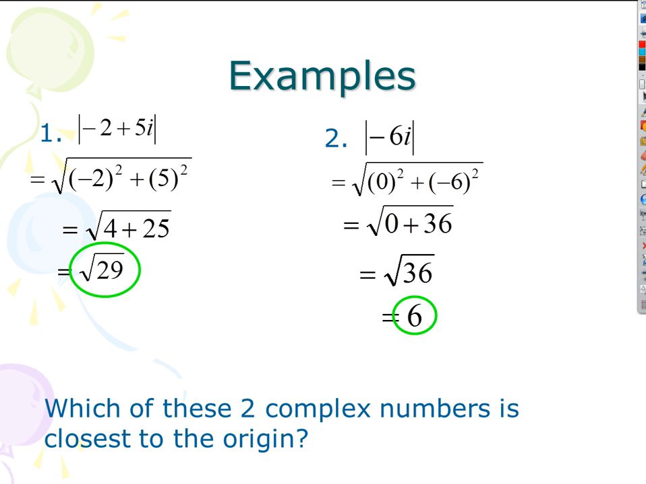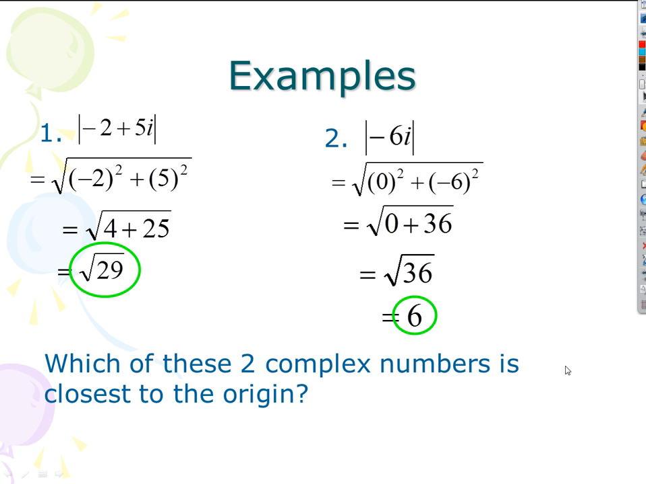Now, which one is further from the origin? Which has a bigger absolute value of those two complex numbers? 6, yeah. Because 6 squared is 36, right? So 6 is the square root of 36. And the square root of 36 is obviously bigger than the square root of 29, right? So closest to the origin would be this one, smaller.